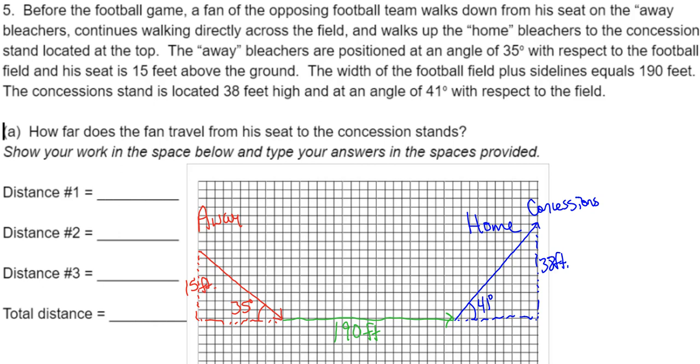All right, so what are we looking for? Distance number 1, D1, is right here. It's the diagonal path that he took down the bleachers. The pieces of information that we know are that it's at a 35-degree angle, and the height is 15 feet, which is opposite that 35-degree angle. We're looking for the hypotenuse. So we were given the opposite side and the angle theta, and we are looking for the hypotenuse, which means we're going to be using the sine function. So the sine of 35 degrees is equal to the opposite side, 15 feet, over the hypotenuse, which is our D1. That's how you would calculate that.